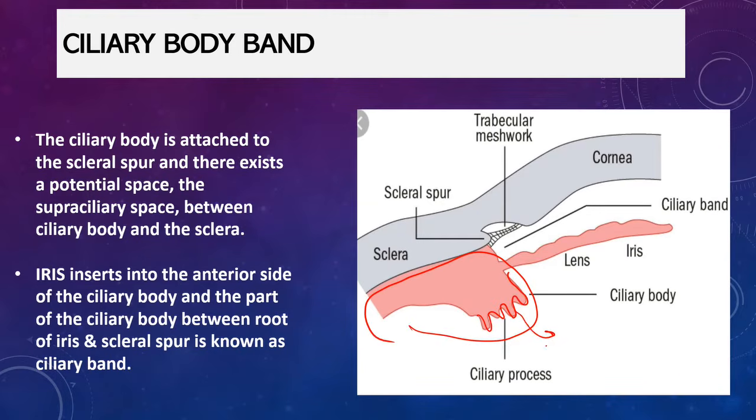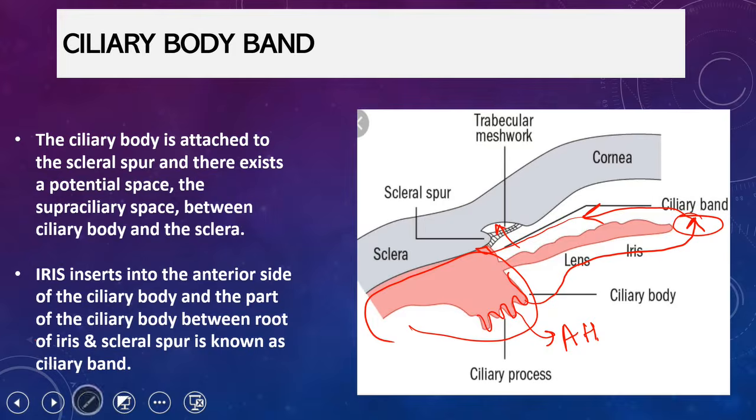The ciliary processes will produce the aqueous humor. Okay, and this aqueous humor will then flow behind the iris, go to the pupil. From the pupil it is going to enter the anterior chamber, and from the anterior chamber it will drain into the angle via the trabecular meshwork, and so on, right?